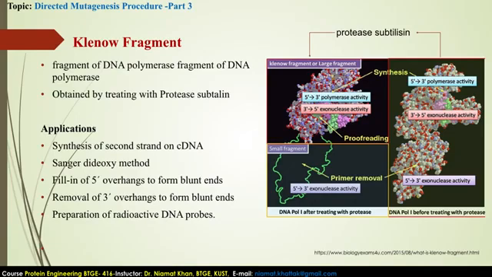On the right side is the DNA polymerase 1 before treating with protease. On the left side, upon treatment with protease, two fragments are formed, a large fragment called the Klenow fragment and a small fragment with 5' to 3' exonuclease activity. This large fragment, the Klenow fragment, lacks 5' to 3' exonuclease activity. It has 5' to 3' polymerase activity and 3' to 5' exonuclease activity for proofreading.